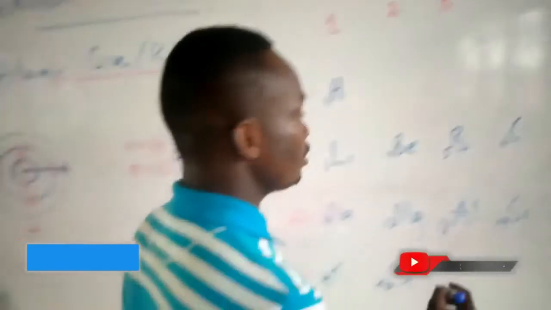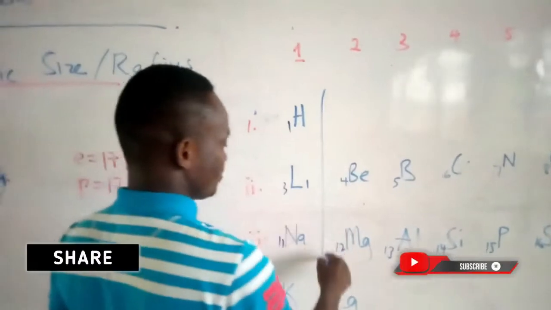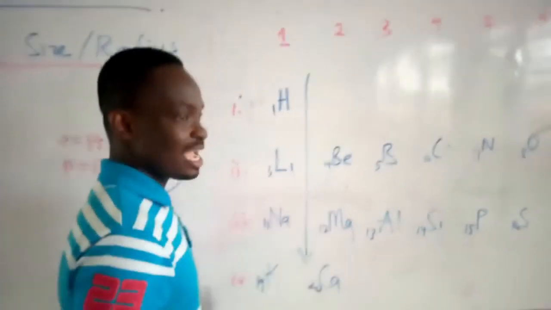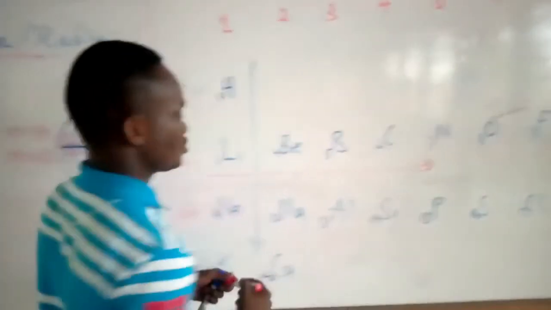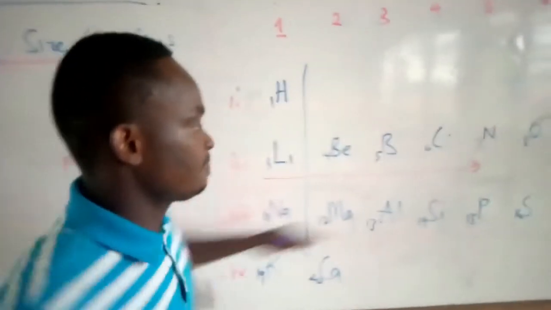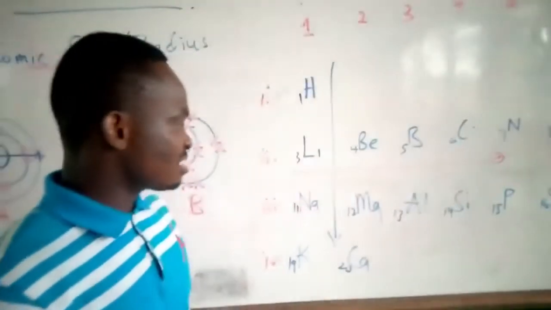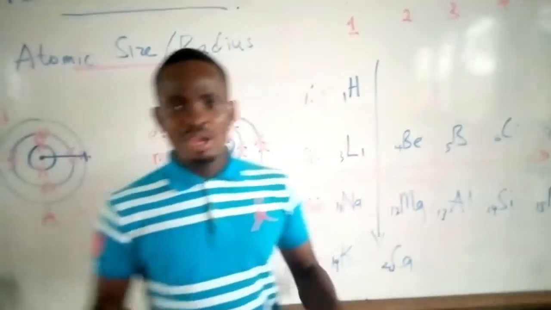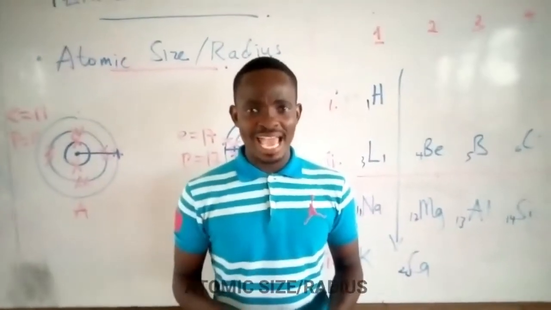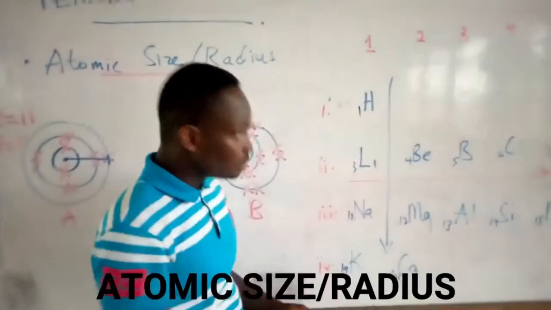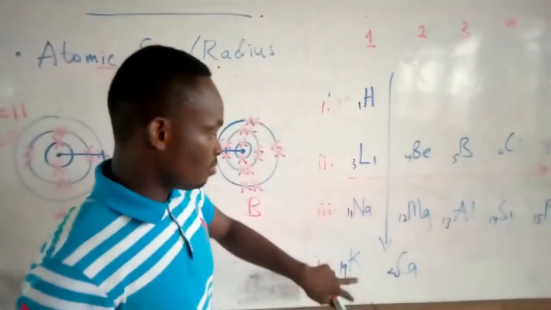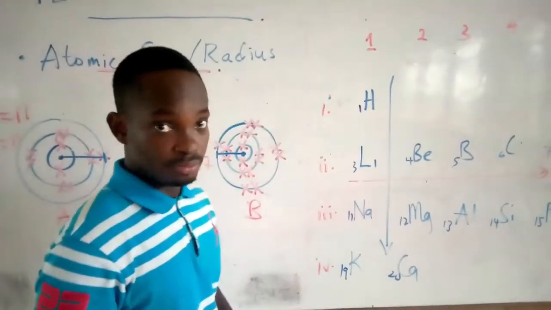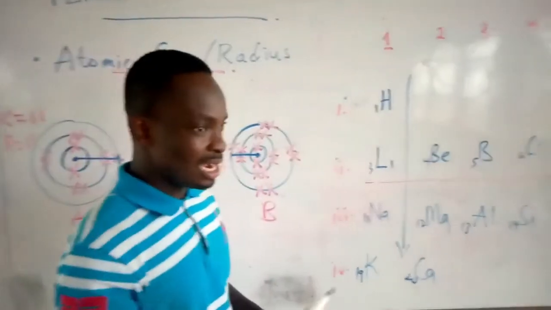Okay, so if I say down the group, here's what I mean. If I say across a period, here's what I mean. If I say across a period, I mean this. Down the group, I mean this. Now what do you think will be the behavior of atomic size down the group? So we have hydrogen, lithium, sodium, potassium. Let's do the shells. That will help us understand.